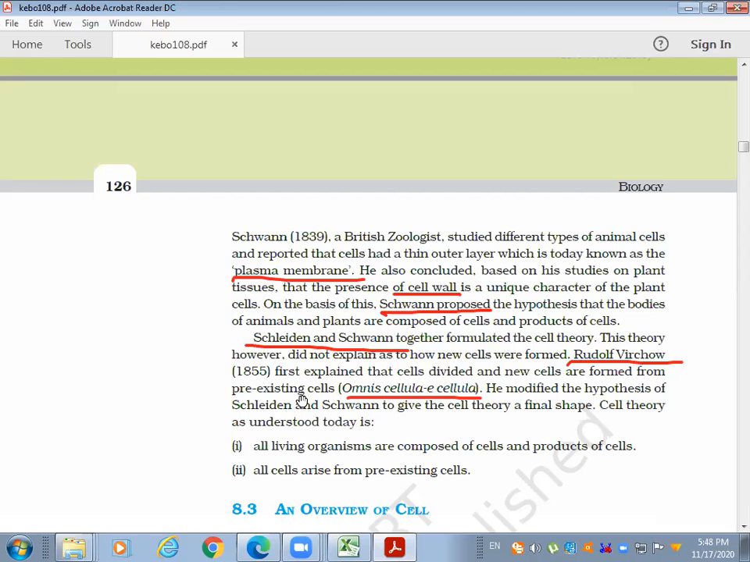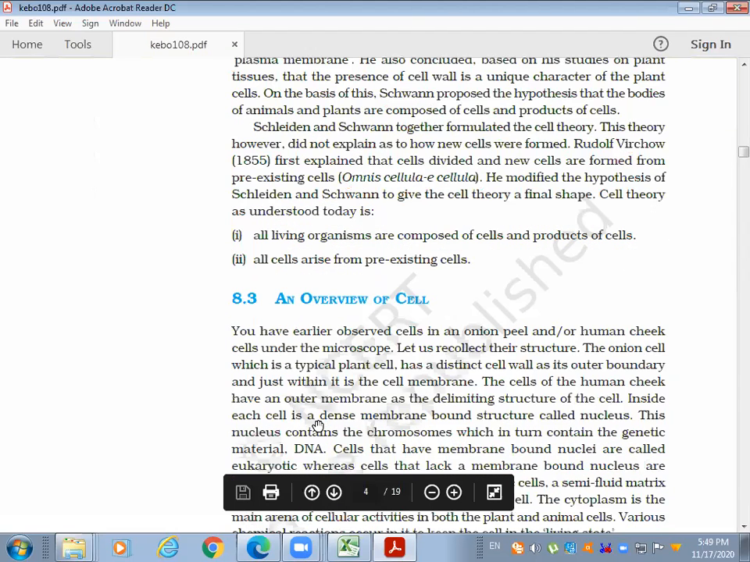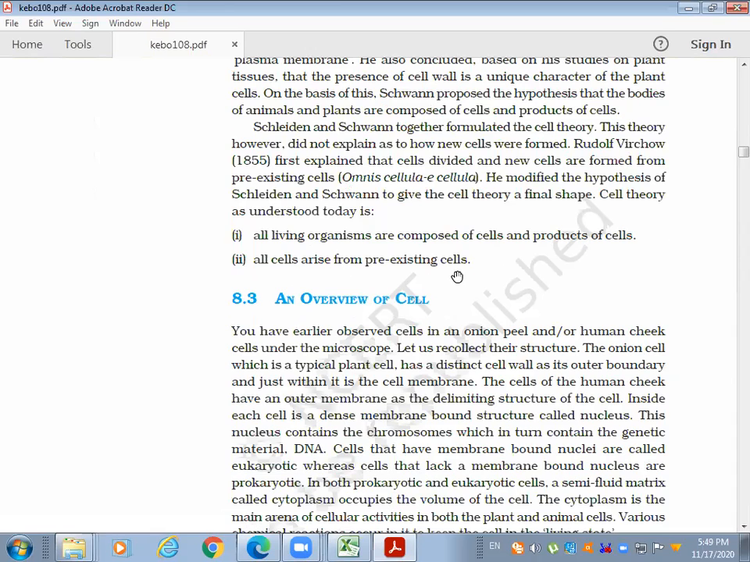Cell theory, as understood today, is: all living organisms are composed of cells and products of cells. All cells arise from pre-existing cells.